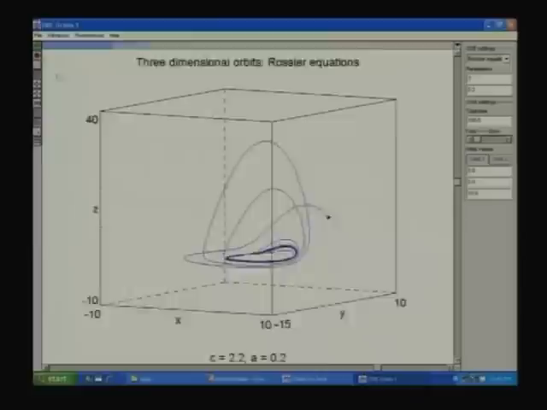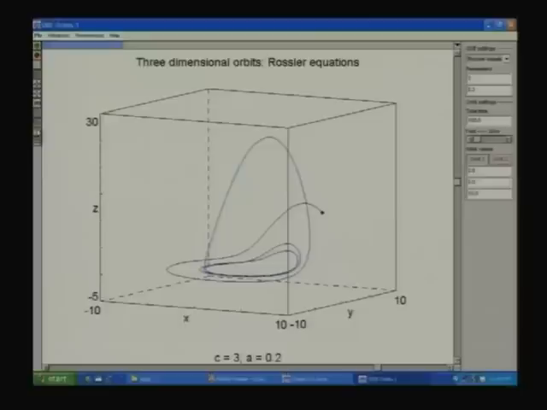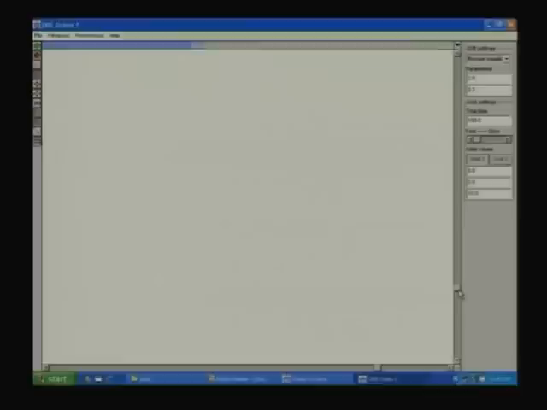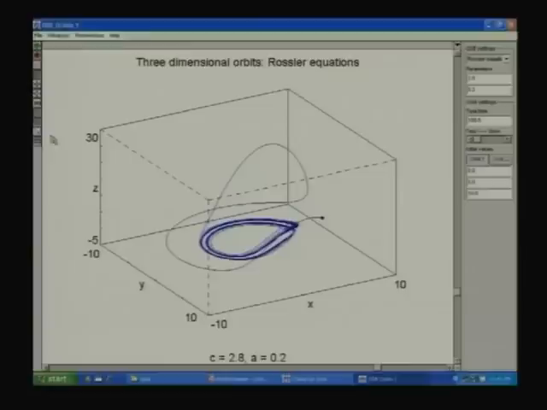Then, if you now run it, can you see what is happening? It is actually traversing two loops. I will make it slightly less, then it will be clearer. 2.8 maybe. As it is doing so, now it will be easier to see. Now see what is happening.